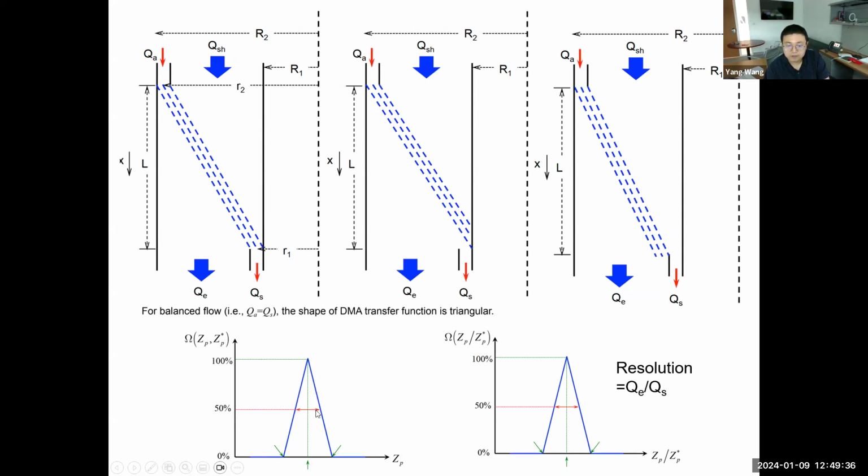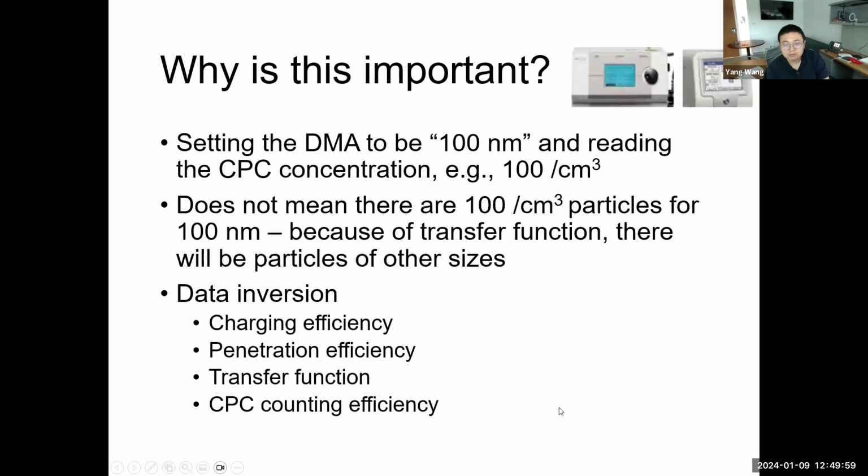And there is a resolution for this classification, which is defined by the centroid mobility divided by the full width at half maximum, right? And people found that this resolution is directly equal to the ratio between the sheath flow and the aerosol flow. Okay, so this is how the transfer function looks. Then you may wonder, why is it important? If you use the SMPS system and set the DMA voltage to classify 100 nanometer particles, and the CPC is giving you 100 particles per cc, isn't that enough?